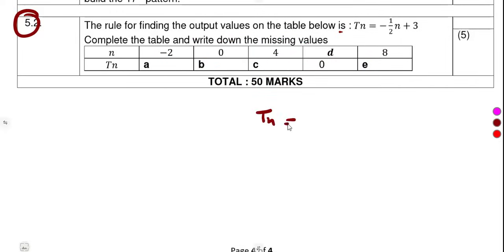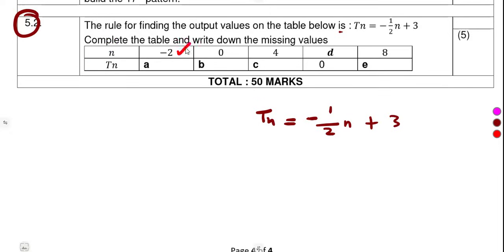They are not saying calculate it. They already gave you minus half of n plus 3. With this rule, complete the table and write down the missing values. Remember, n is just like a position. n we are given. When n is 2, find Tn. So this is what we are given.